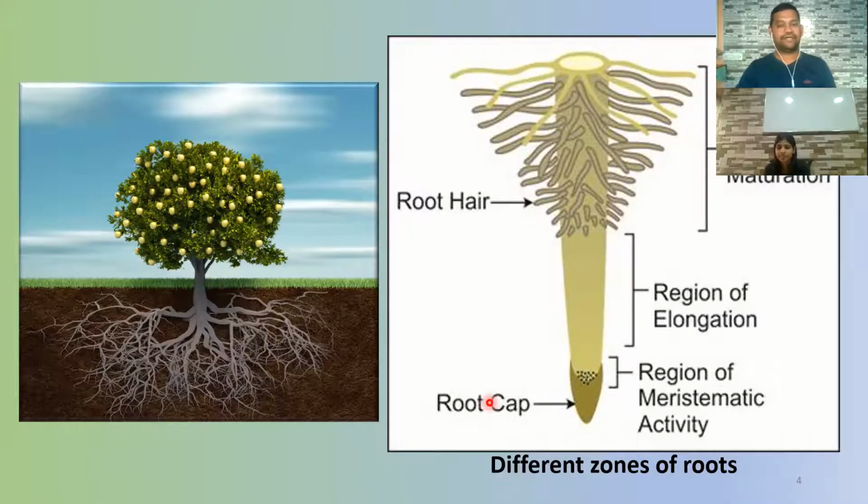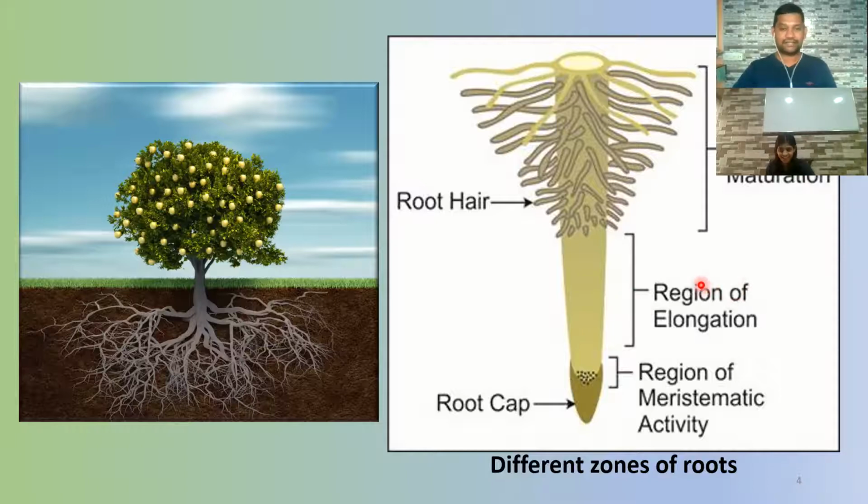You have already seen the different regions of the root in the 11th standard lesson on morphology, but here we are talking about it from the plant physiology point of view. You know very well that in a root, the root hairs are the region of absorption. So basically in a plant, the roots have two functions. First one is absorption, and second one is anchorage.